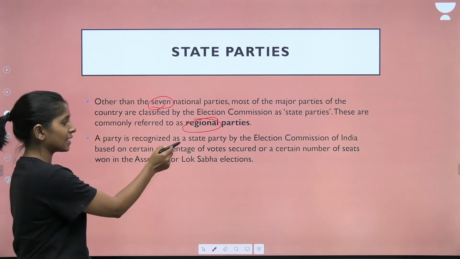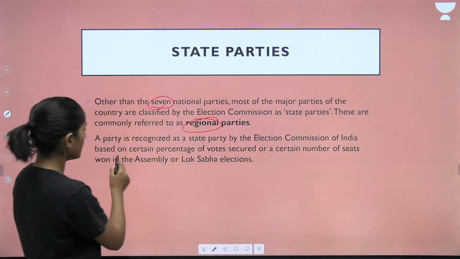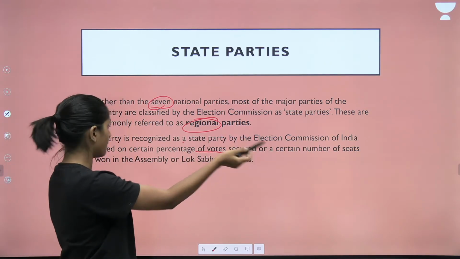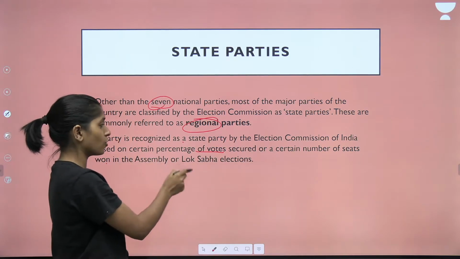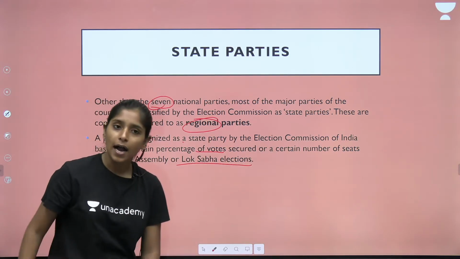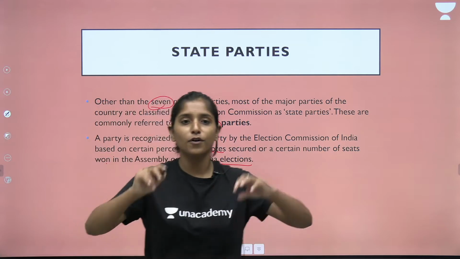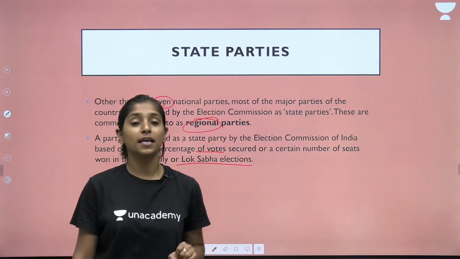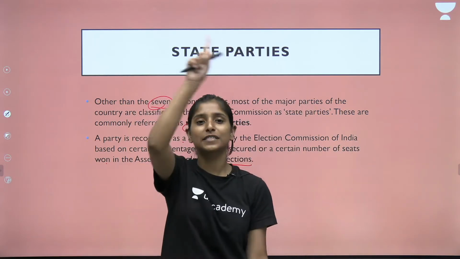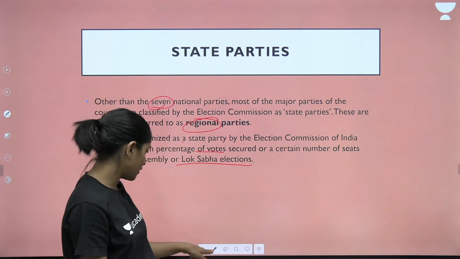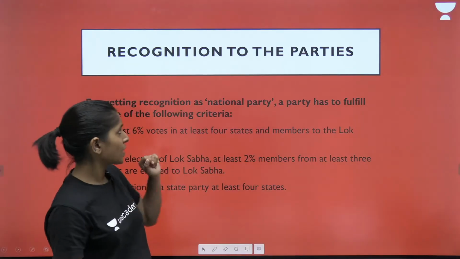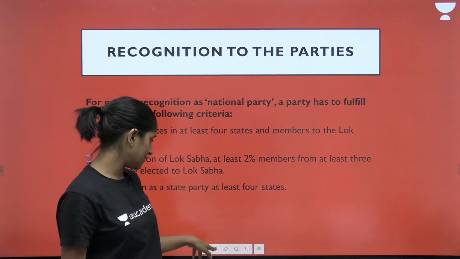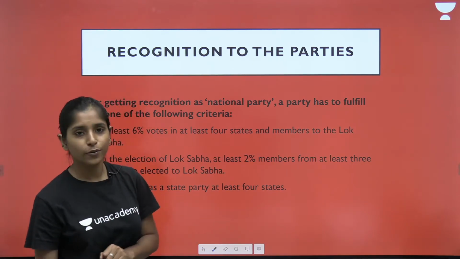A party is recognized as a state party by the Election Commission of India based on a certain percentage of votes secured on a certain number of seats won in the assembly or Lok Sabha elections. अगर किसी पर्टिकुलर पार्टी ने एक पर्टिकुलर नंबर ऑफ वोट्स और एक पर्टिकुलर नंबर ऑफ सीट्स जीती हैं तो ही वो स्टेट पार्टी बन सकती है. अब ये पर्टिकुलर नंबर ऑफ वोट और पर्टिकुलर नंबर ऑफ सीट क्या है, ये मैं नेक्स्ट स्लाइड में बताने वाली हूँ. Let's talk about that. This is how the parties are recognized. I'm going to be telling you this in very detail. Just make sure that you're listening to it.